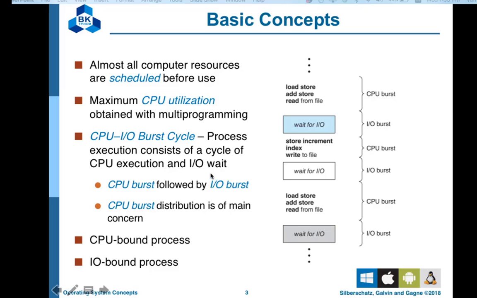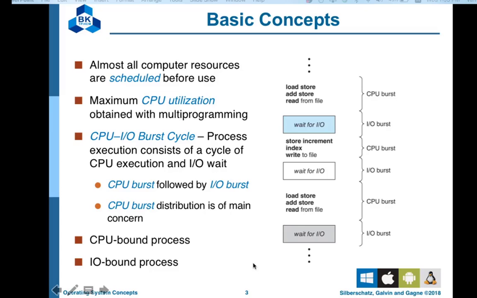So we have two definitions about the types of process. We have the CPU bound process and the I/O bound process. A CPU bound process means that the process spends more time on execution than on I/O waiting. An I/O bound process spends less time on execution than on waiting for I/O.